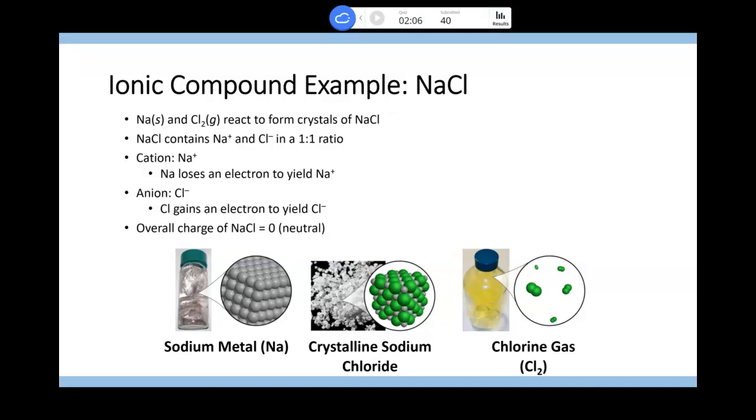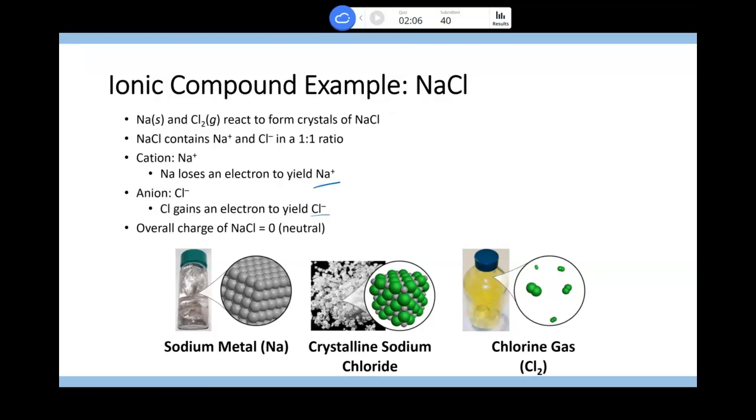Sodium loses an electron to yield sodium with a positive charge. Chlorine gains an electron to yield Cl-. And then the overall charge of sodium chloride is neutral. And when they bond together as ions, they form crystalline sodium chloride. It looks like a salt. And then here's that particle view of the lattice that's in salt.